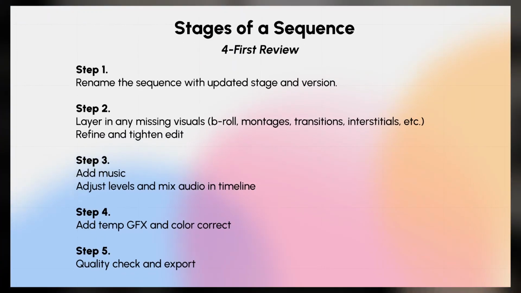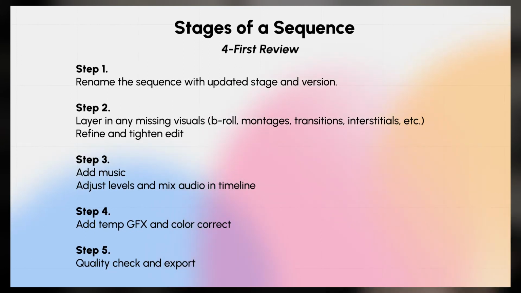Step 1, rename the sequence with the updated stage and version. Step 2, layer in visuals. This is also where you can add in montages or any visual creative segments within the sequence. This is the place to start getting creative with your edit. Step 3, add music. This is the stage where you have license to pace the edit, and music can be really helpful for that. If you're just adding a temporary music bed, you can add that here too.